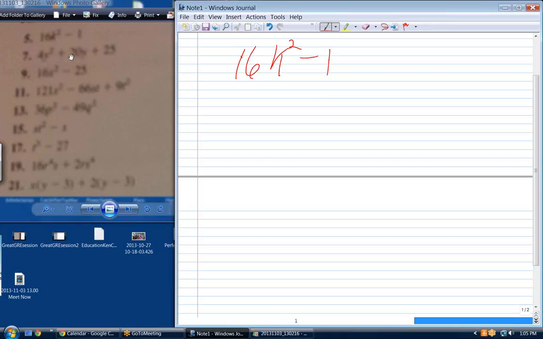So immediately when you see a squared term and no k term and a constant, you should think of something. Okay. What is this? That's a square, not square root, a difference of squares. Yeah, difference of squares. Okay, what does this factor into? 4k minus 1 and 4k plus 1. Okay.